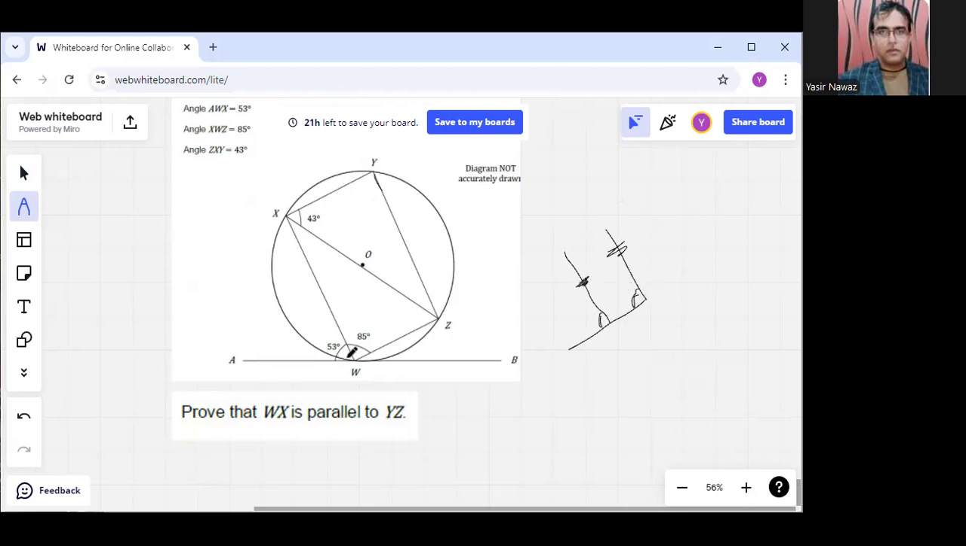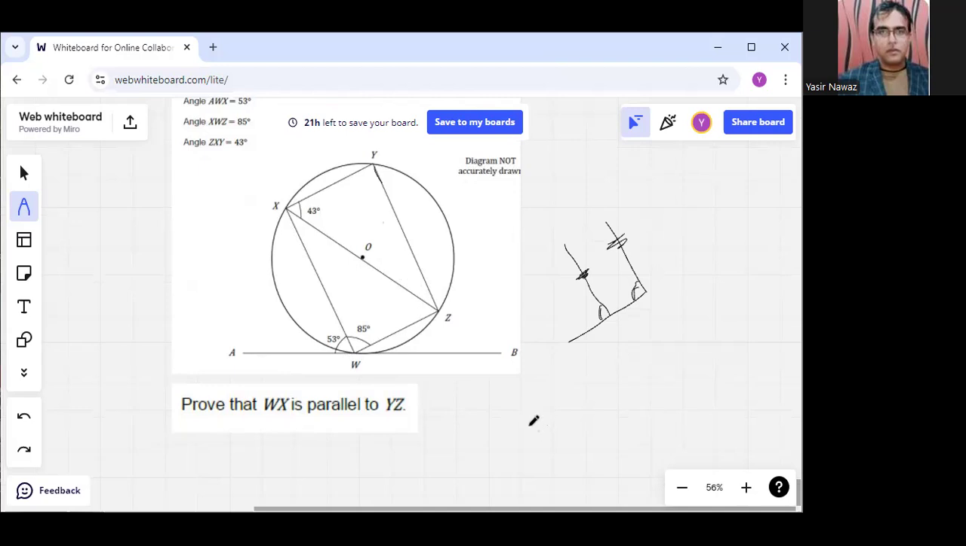So here in this case, what to do? I will extend this line. When I extend it, I will see how much this angle is. This angle must be equal to this angle. If these two angles are equal, it means that both sides would be parallel to each other. So I will apply this strategy on this particular question. So what to do now?